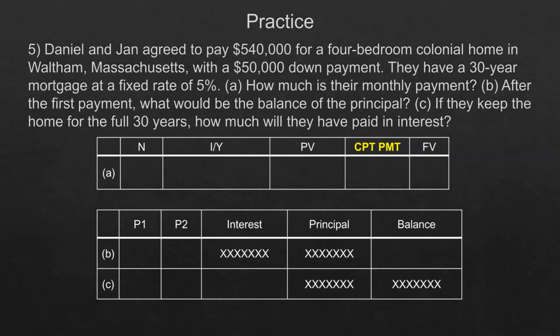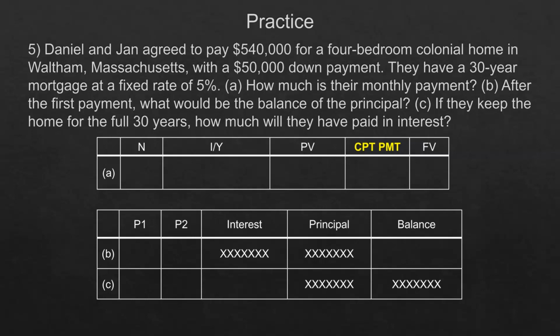Okay, so on this one, we're using a real big amount from what we've done before. Daniel and Jan agreed to pay $540,000 for a 4-bedroom colonial home in Waltham, Massachusetts, with a $50,000 down payment. They have a 30-year mortgage at a fixed rate of 5%. A, how much is their monthly payment? B, after the first payment, what would be the balance of the principal? C, if they keep the home for the full 30 years, how much will they have paid in interest?